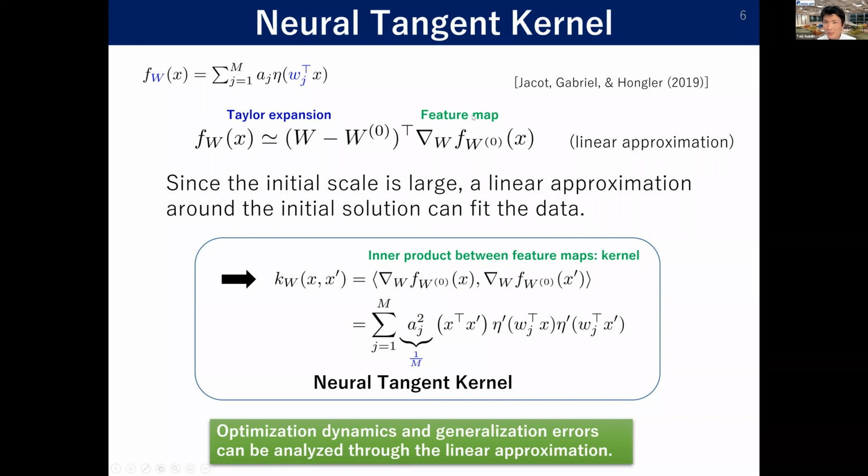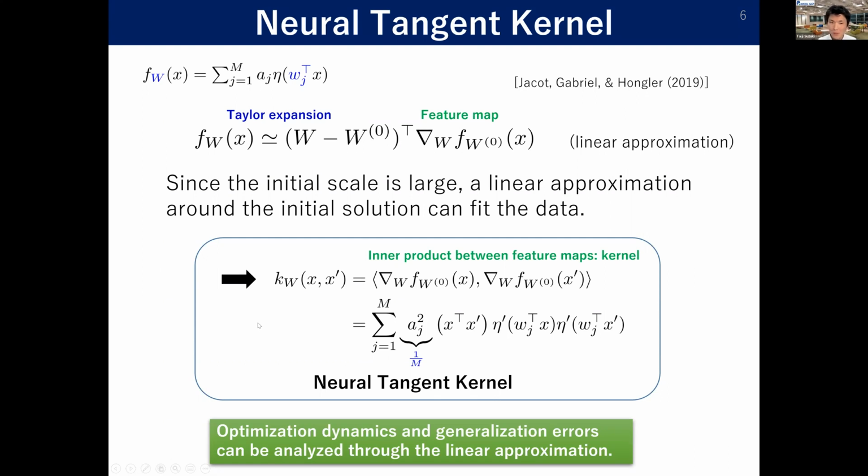You can see that this is just a kernel model where the feature map is given like this. We can construct a kernel function by the inner product of the feature maps over x and x prime. This is a symmetric and positive function, so it can be seen as a kernel function. This is called a neural tangent kernel. More precisely, the neural tangent kernel is defined in the limit of m to infinity, but this is almost a neural tangent kernel.